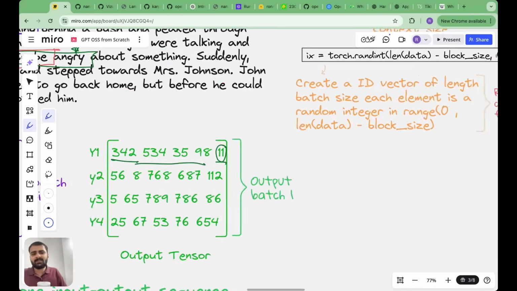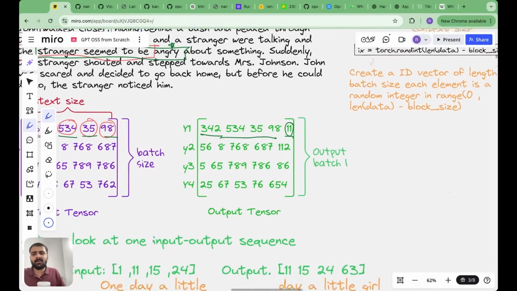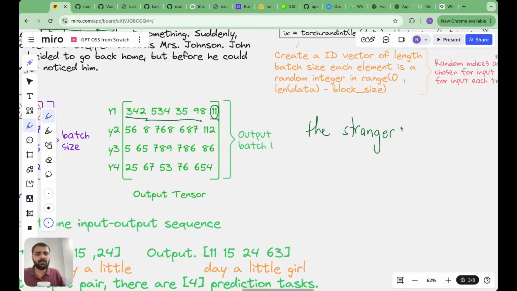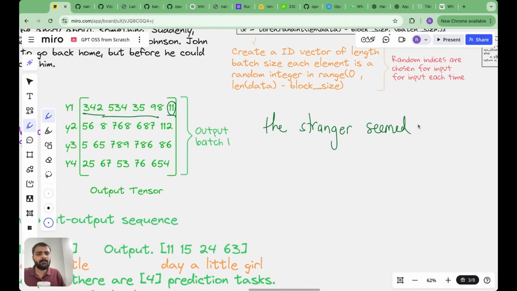You might be thinking, why is the input shifted to the right by 1? So think about this. The stranger seemed to be. This is my input. Remember that a language model is an engine which predicts the next token. A language model is only pre-trained to predict the next token. So we want to teach the model that when "the" is the input, "stranger" is the output. That's why in the output, the first is "stranger", which is 342. And that's the reason the output is shifted to the right by 1.